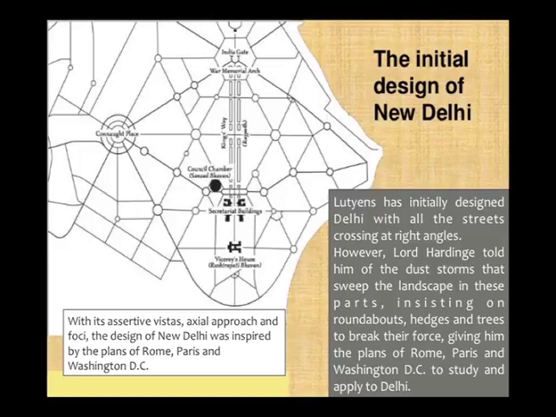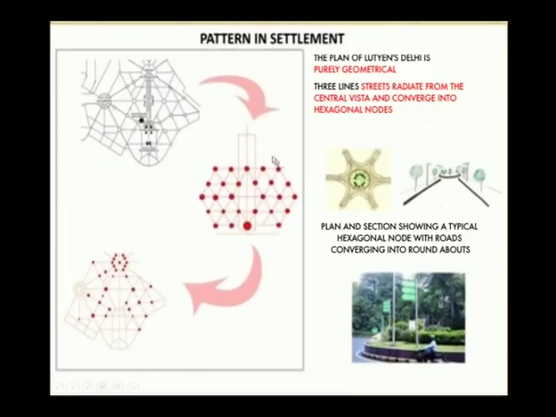A lot of other plans were referred to, like the plans of Rome, Paris and Washington, and those plans were applied to that of New Delhi. If you look at the settlement pattern, it was very different. These roundabouts were included, and within the roundabouts the roads were at 30 to 60 degrees, so everything was triangular or hexagonal. Because the roundabouts were created, the road angles also automatically changed, creating hexagonal and triangular patterns.